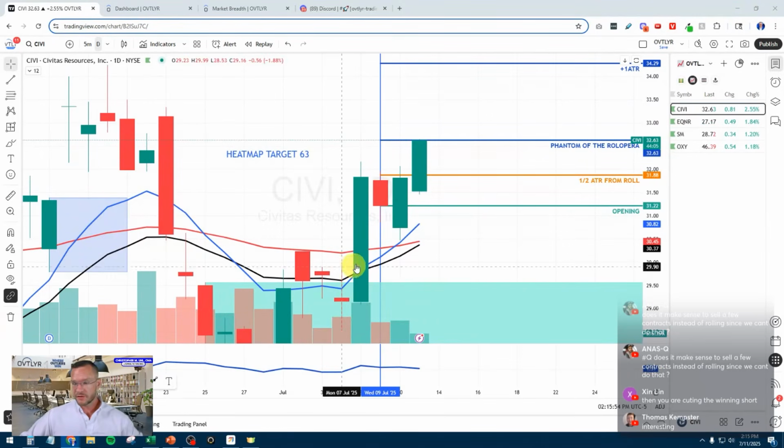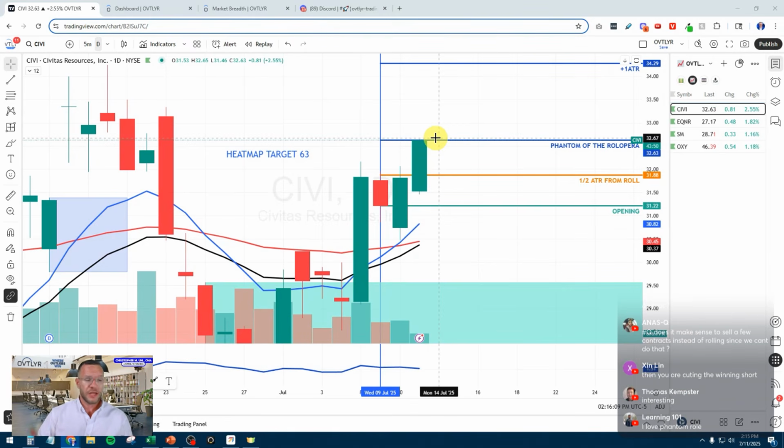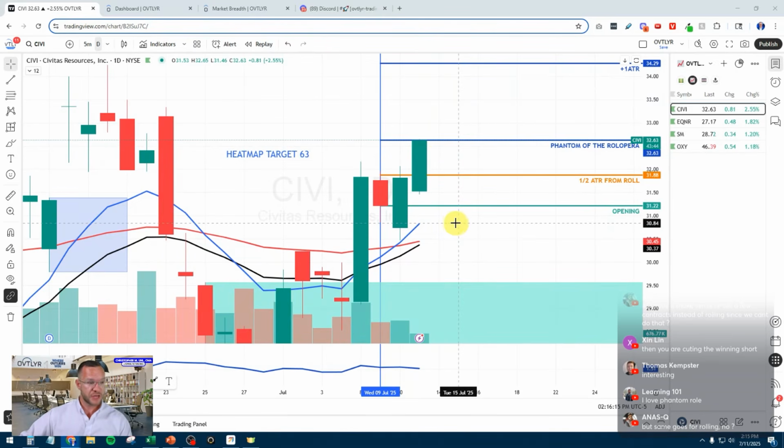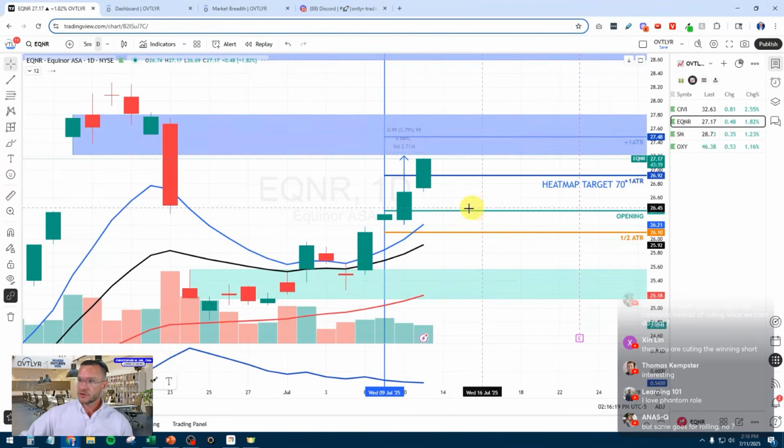So Phantom of the Rollopera just happened right here. We are done with Civi. We checked the heat map. We looked at the chart. We saw it's working great for us. We want to keep the trade on. Unfortunately, due to the extrinsic value of the options chain, we can't roll it up, so we're going to keep it as if we did roll it up. Keeping the risk in check, looking to book those profits when they come. So Civi is beautiful. Let's go to EQNR.